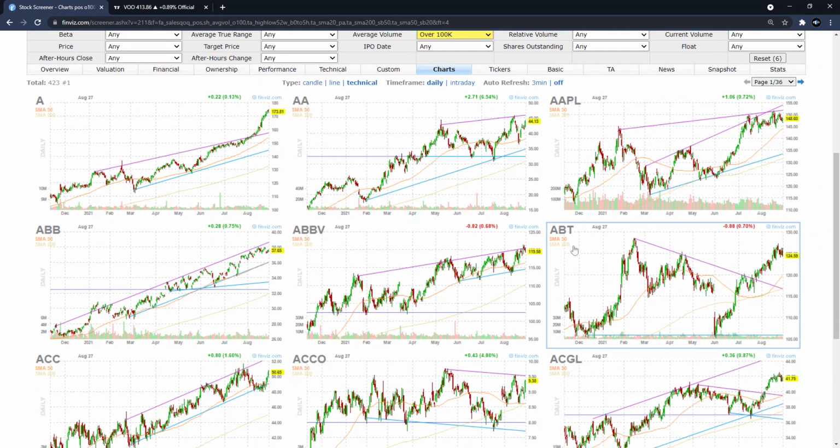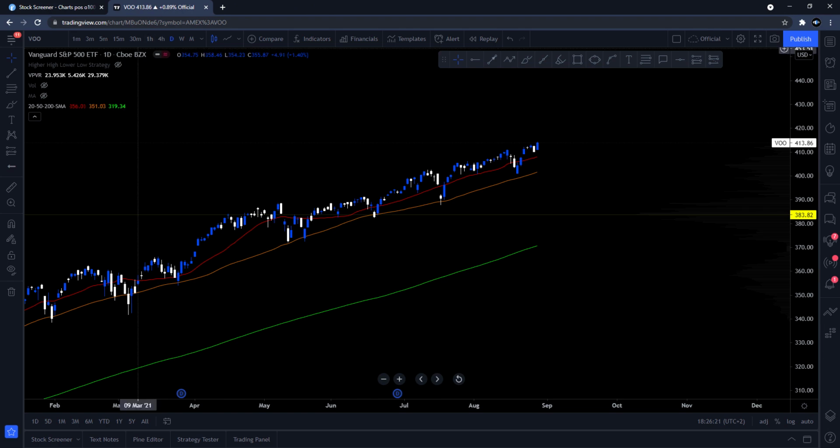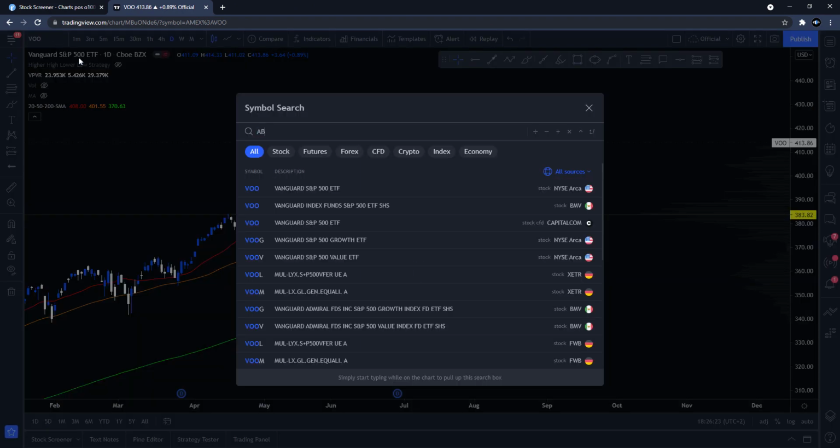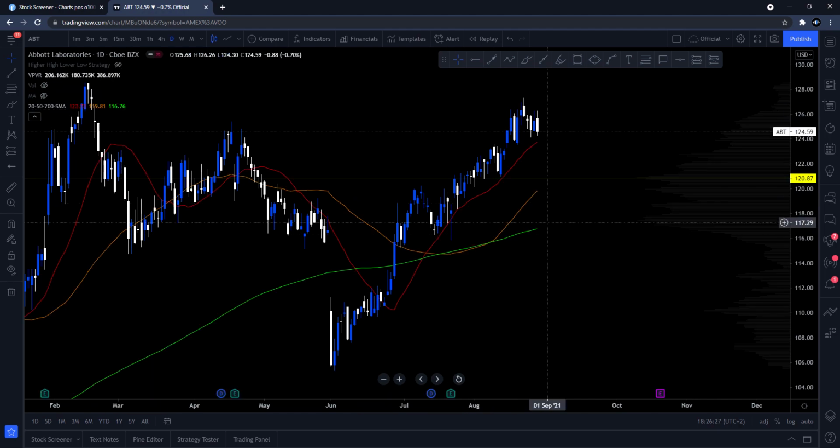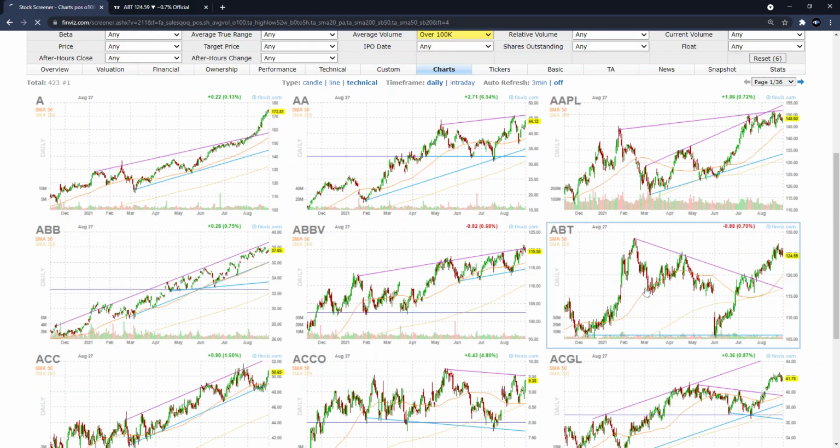So let's go and take a look at this ABT. This is a medical devices company, a big name in the medical devices industry. It's Abbott Laboratories, I hope that's how you pronounce it, but let's go and check them out. ABT, yeah, just like that. As you can see, we have the moving averages. You can go click on that.